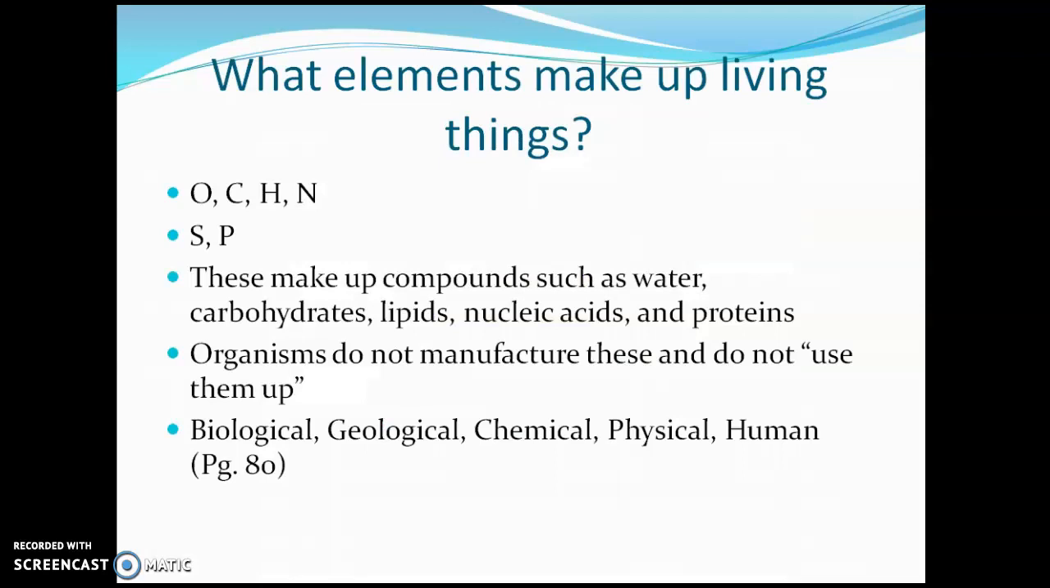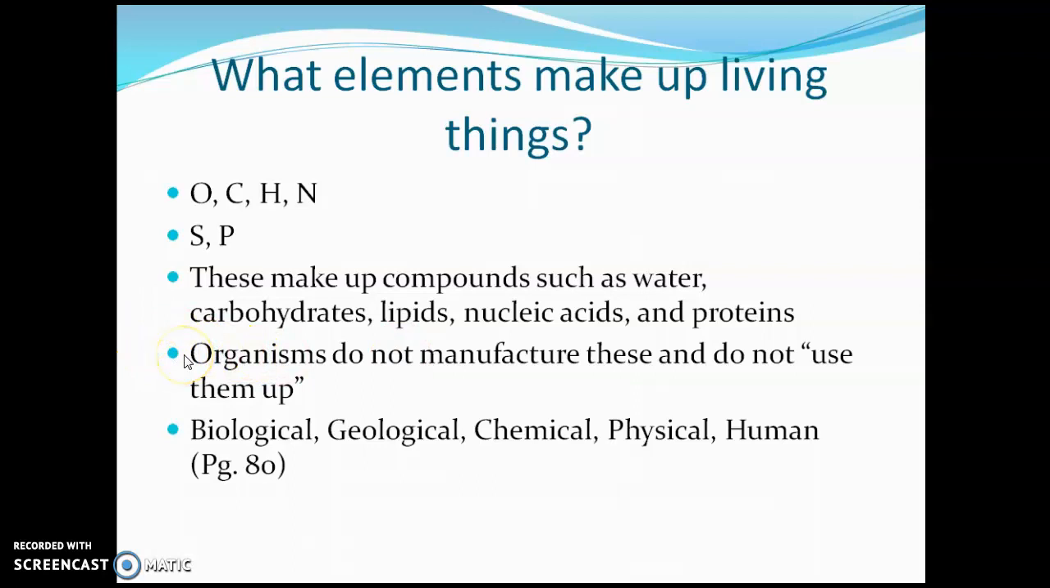All right, last little section here, and I only have a few minutes, so we're going to move fast here. What elements make up living things? So whether it's a human body, a squirrel, a plant, some main elements make up living things. So here are the symbols: oxygen, carbon, hydrogen, nitrogen. S is sulfur. P is phosphorus, right? Okay. These make up compounds such as water, carbohydrates, lipids, nucleic acids, and proteins. Ding, ding, ding. Remember that? Those are the macromolecules we learned at the beginning of the year, right?